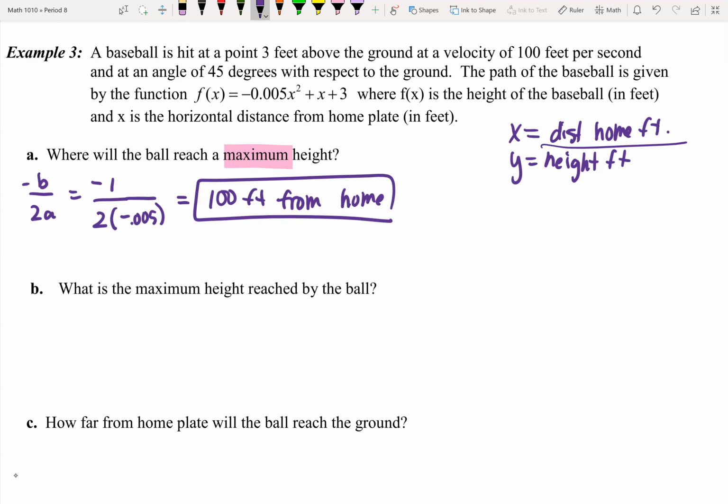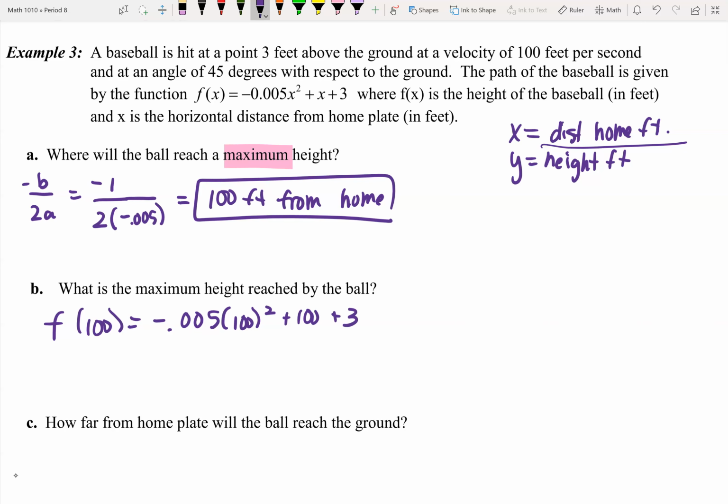Read the next question. What is the maximum height? They're asking you for the maximum y. Every person in the room, what do? Plug it in. Word problems are not scary. You've already done this. So everybody go f of 100 is negative 0.005 times 100 squared plus 100 plus 3.